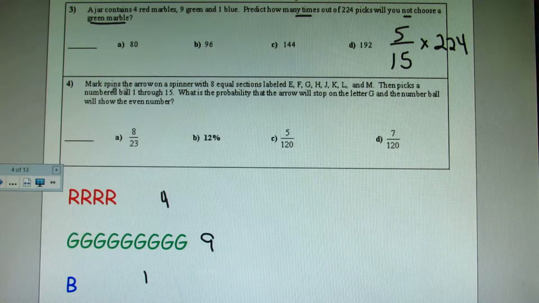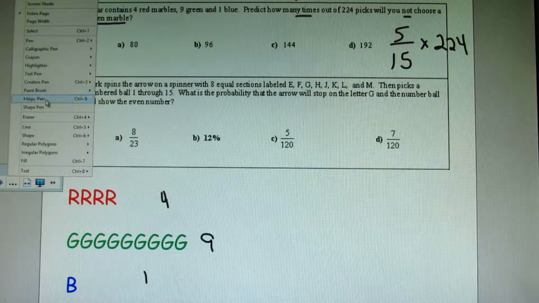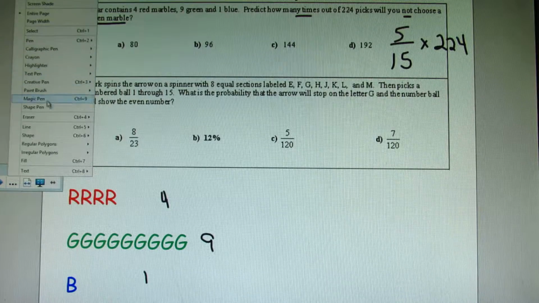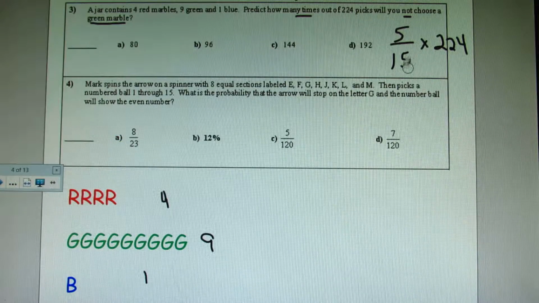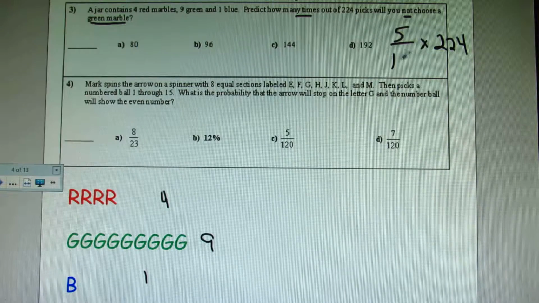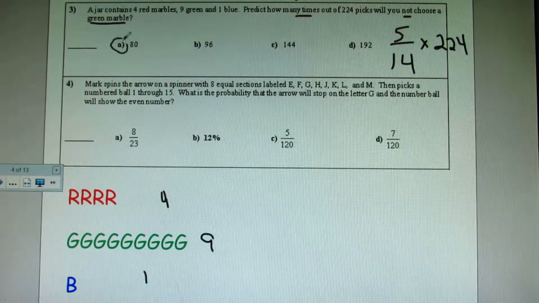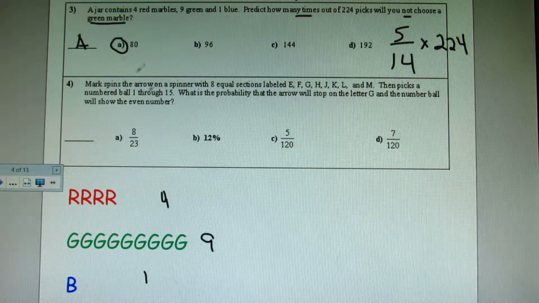Oh, that's why. There's only 14, not 15. I made a mistake. Did you figure out my mistake? Yeah? Alright. Sorry. There's only 14. So 5 out of 14 times 224. There you go. That'll get me 80. Alright, did it.